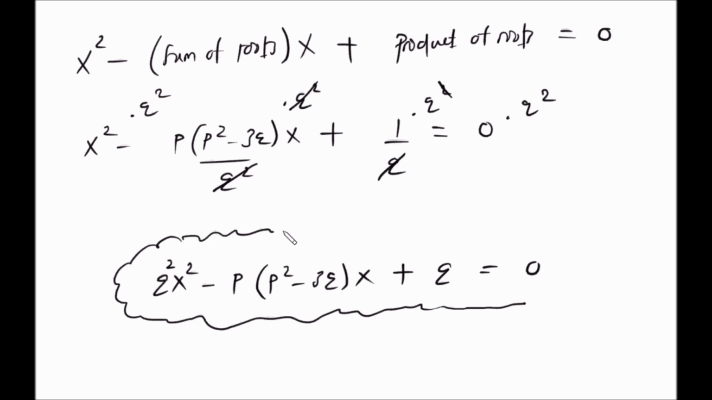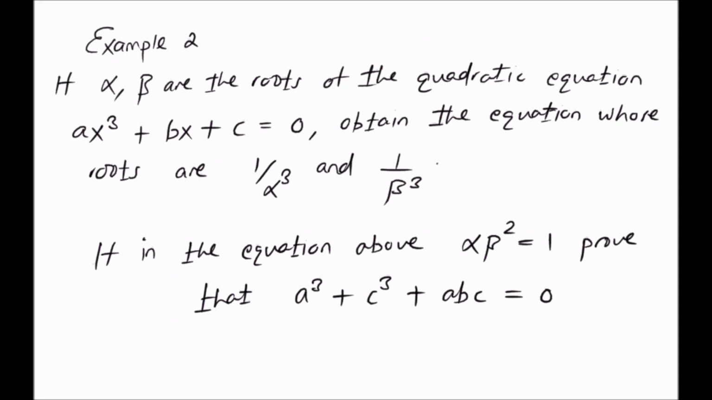Alpha over beta squared and beta over alpha squared. And this is example 1. Let's now see example 2.